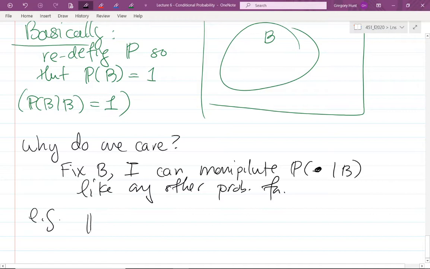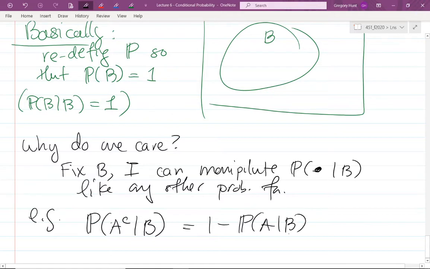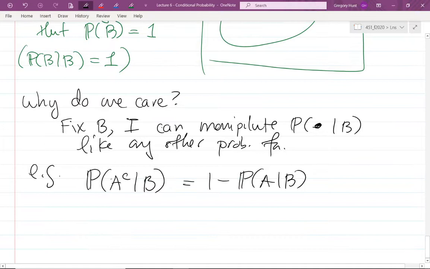For example, what's the probability of A complement given B? Well, I can just ignore the given B part and just tack it on at the end. This is going to be 1 minus the probability of A given B. Why do we know that? Well, we know that theorem is true generally if I remove that conditional part. And because we argue that this is also a probability function, that rule applies. We derive that theorem for all probability functions.